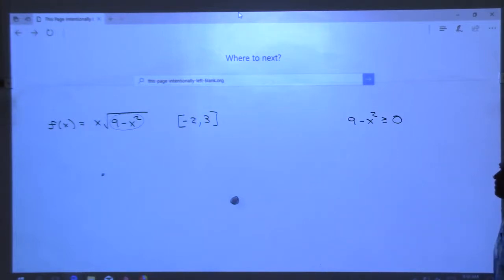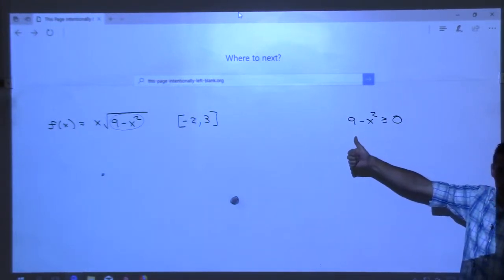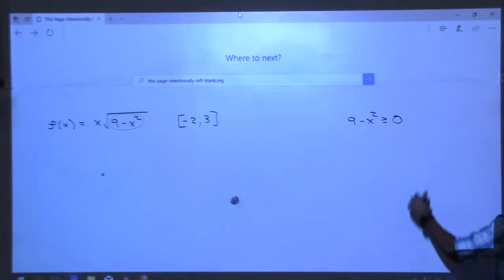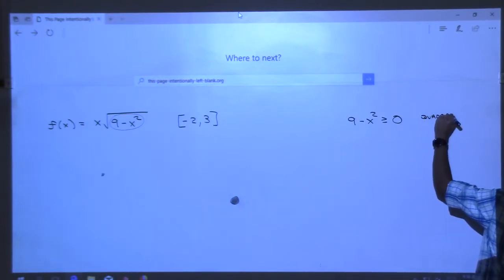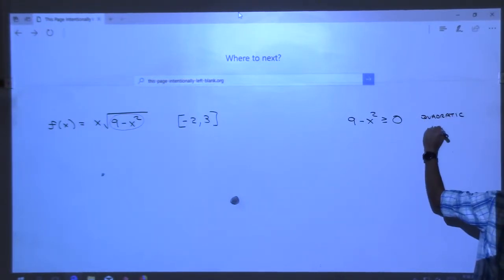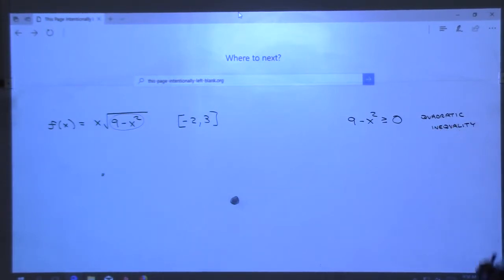Equal to 0. Because this being bigger than or equal to 0 means that function is good to go, isn't it? Yes? This is called a quadratic inequality. It's not a quadratic equation. It's a quadratic inequality.